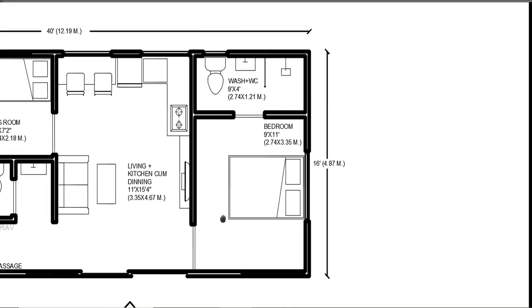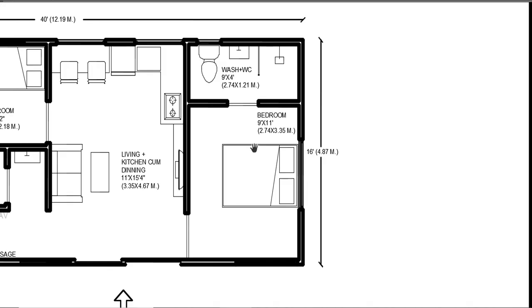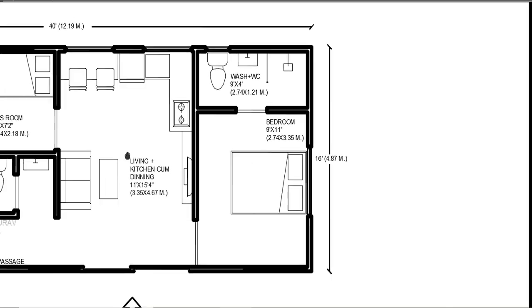If you go on the right side, so we have bedroom number 1 here. You can see here the bed arrangement and also large size window for ventilation and light purpose. And we have attached washroom plus water closet with this room. You can see here the wash basin, water closet and the shower area, and we have a ventilator for ventilation of this washroom.